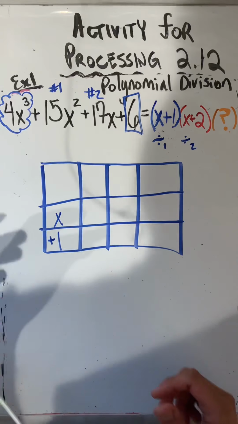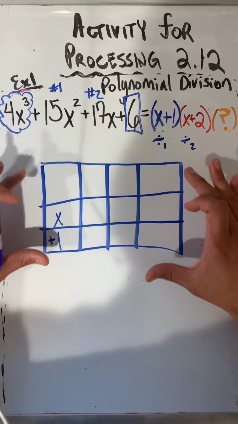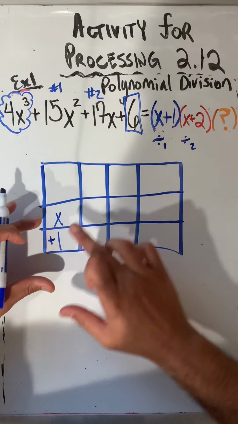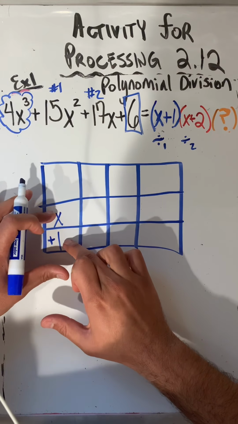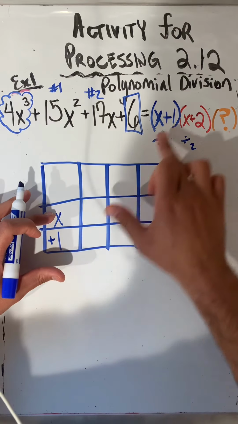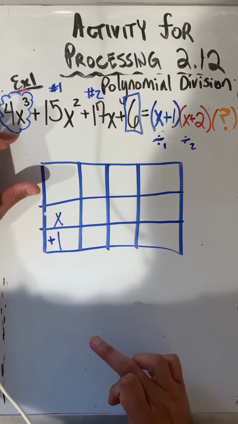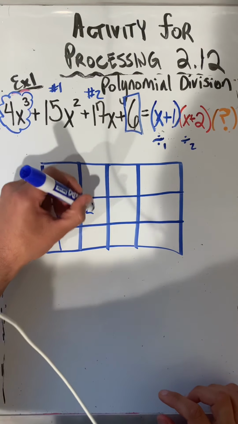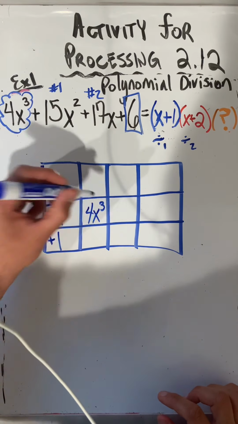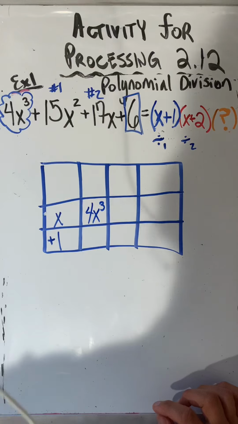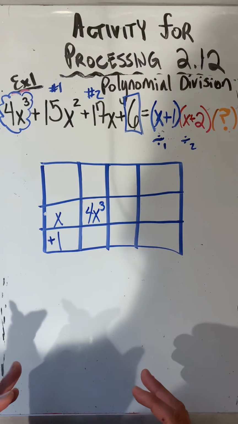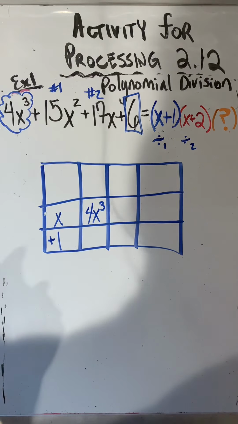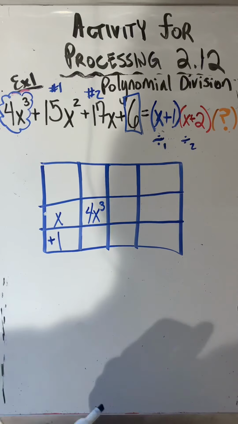Okay, next. So we have set up our box. We have placed the item that we're dividing by, its contents here, x and positive 1. Now I'm going to place this leading term, which I put around in the cloud, right here: 4x to the third power. So once you have this set up, ladies and gentlemen, you're going to be good to go to get started with the process of dividing.